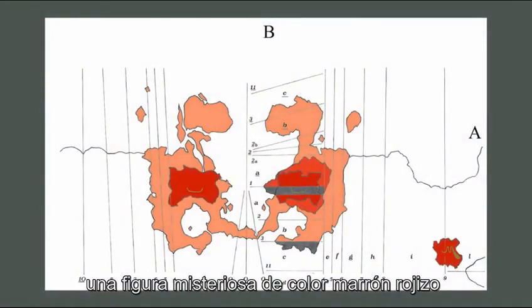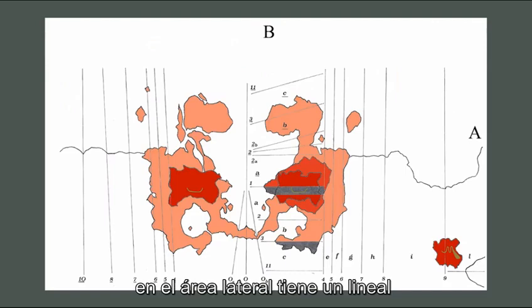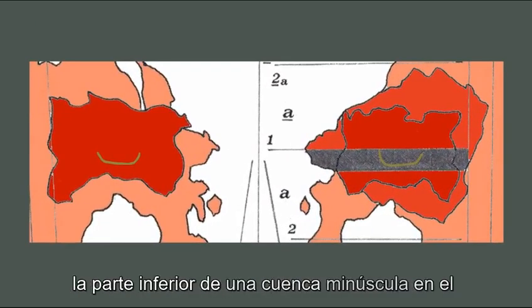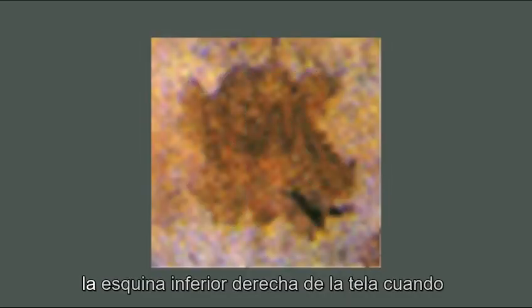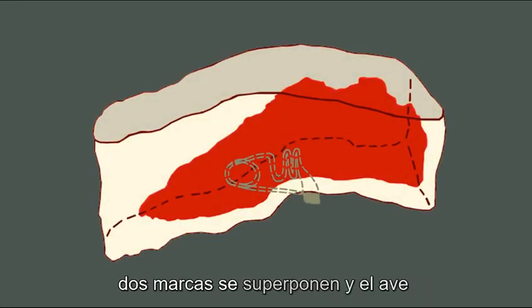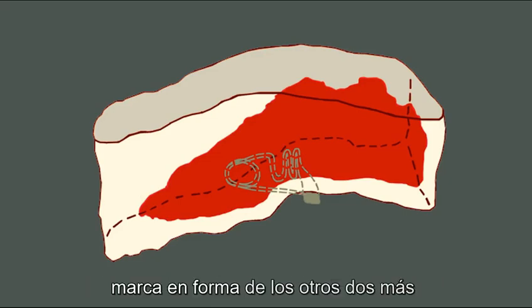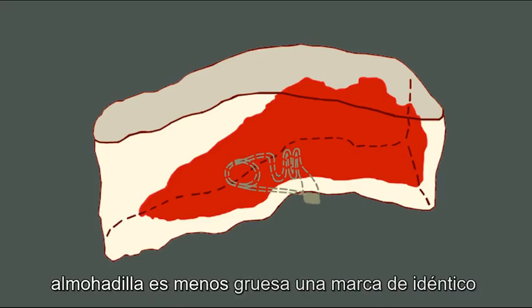A mysterious reddish-brown figure stands out clearly on the 3 denser stains on the Sudarium. It has a linear appearance and resembles the shape of the bottom of a minuscule basin on the 2 symmetrical stains, and the letter M on the 3rd stain, which stands apart in the lower right corner of the cloth. When the cloth is folded into a pad, the first 2 marks are superimposed and the third lies adjacent to them, joining the M-shaped mark to the other 2. Moreover, this composition is situated where the pad is least thick.